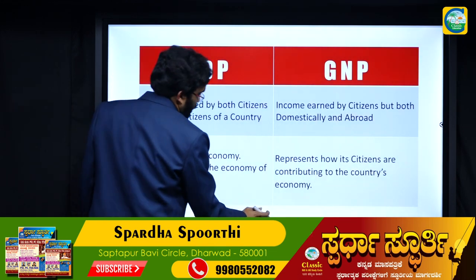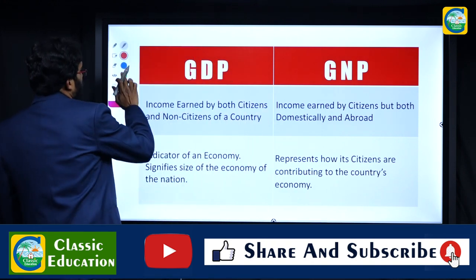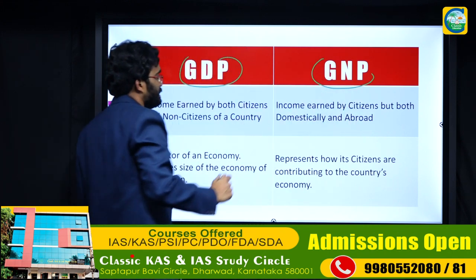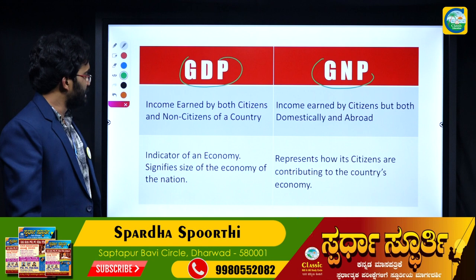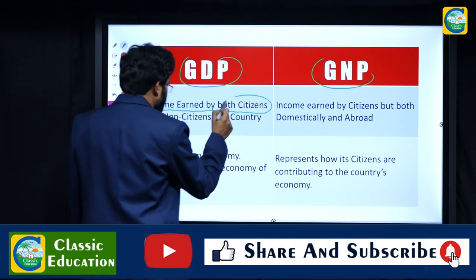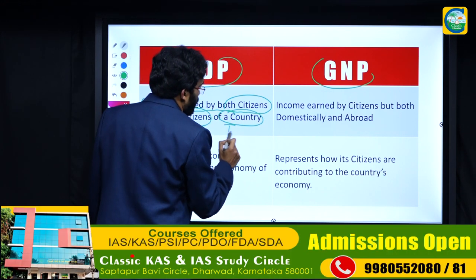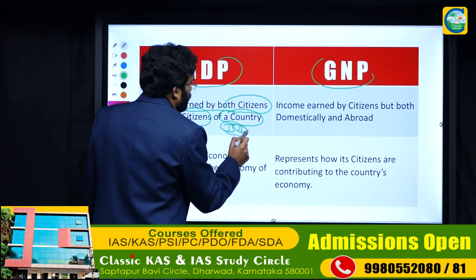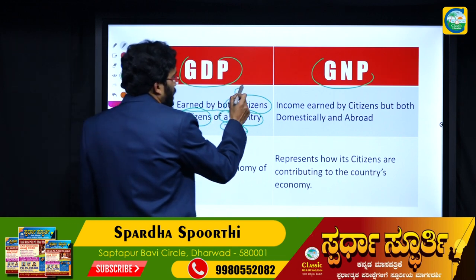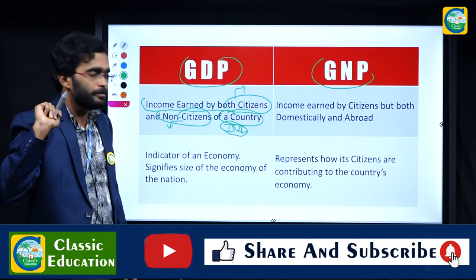Let us move forward. Let us kindly focus on this amazing, beautiful table. It will clear all your doubts. In this table, we are comparing GDP and GNP. Let us see what is GDP. In GDP, we are calculating the income earned by whom? Both the citizens and the non-citizens of the country, India. If Bill Gates is producing something in India, plus Ratan Tata is producing something in India, that income will be used to calculate GDP.